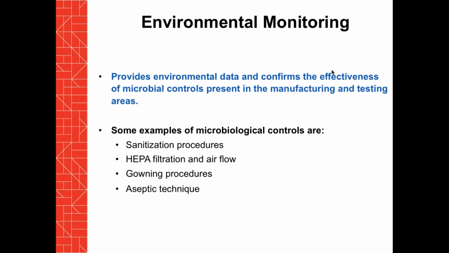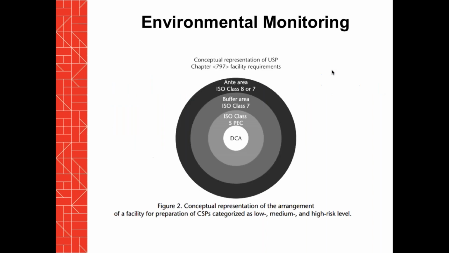USP 1116, microbiological control and monitoring of aseptic process environments, and USP 1115, the bioburden control of non-sterile drug substances, provide information regarding sampling locations and sampling frequencies in sterile and non-sterile manufacturing facilities, respectively.